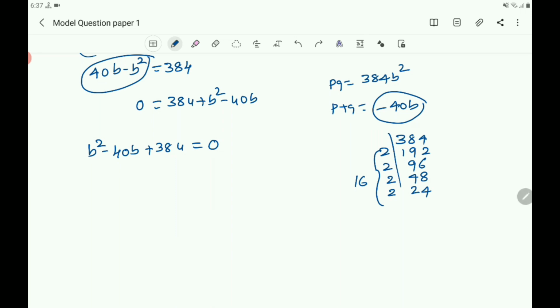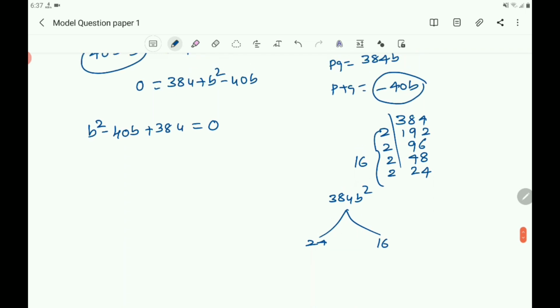So 384 b square factors are 24 and 16, and the factors are having negative sign, so you must write minus. The factors are minus, so you write here b square minus 24b minus 16b. So this is split into two terms here, and the sum of these two is minus, and the product of this is plus 384 equals 0.